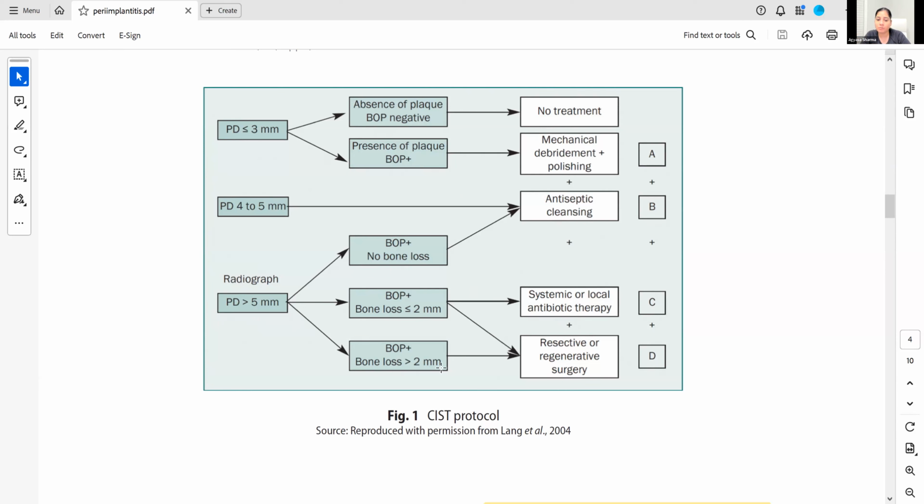Now, the final and the most severe situation would be where the bone loss is also more than 2 mm and the probing depths are also more than 5 mm. That's where you would do resective or regenerative surgery.